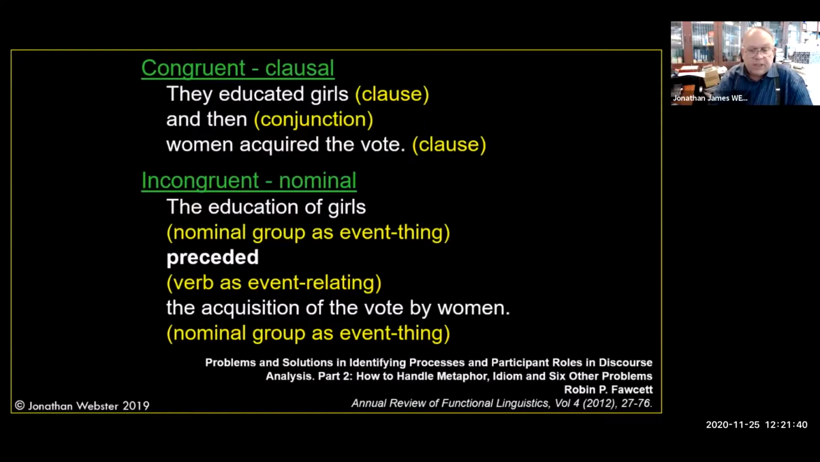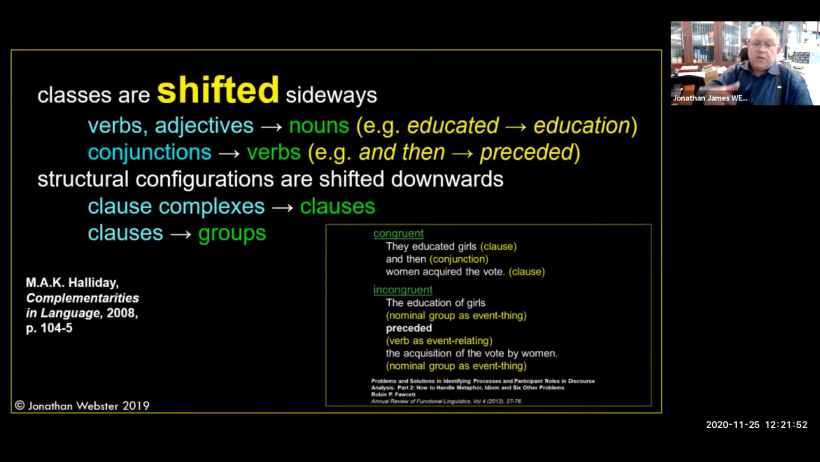So in that case, what we need is something that will join them. And what can you use? But a verb. The verb has a, which relates those events together, cause and effect, perhaps. So there's that shift. Grammatical metaphor isn't just about turning verbs into nouns. Verbs, adjectives, yes, shifted into nouns. That's quite common. Conjunctions into verbs.